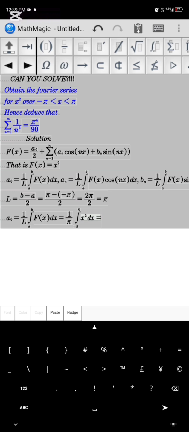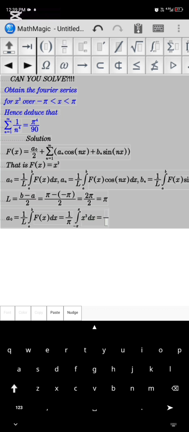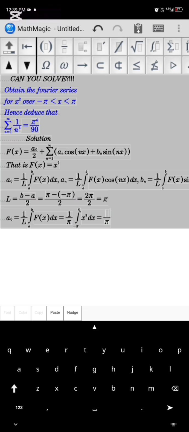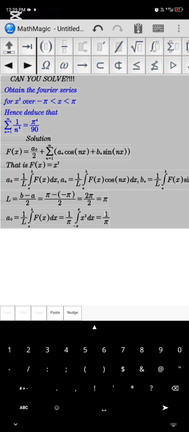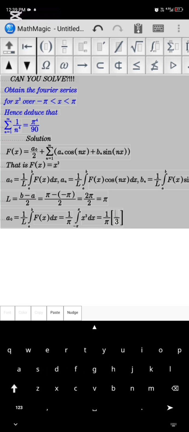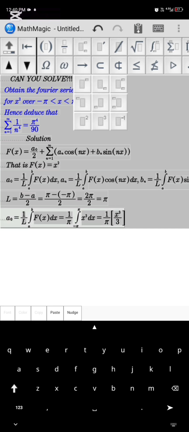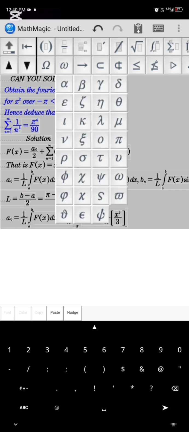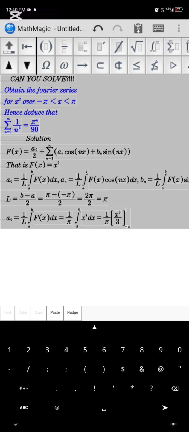So that will be 1 over pi. That one is still a constant, so it's out. So 1 over pi. Then, if we integrate x raised to the power of 2, we're just going to get x raised to the power of 3 over 3. So x raised to the power of 3 over 3. Then don't forget the limit is from minus pi to pi. That one is very essential. From minus pi to pi.